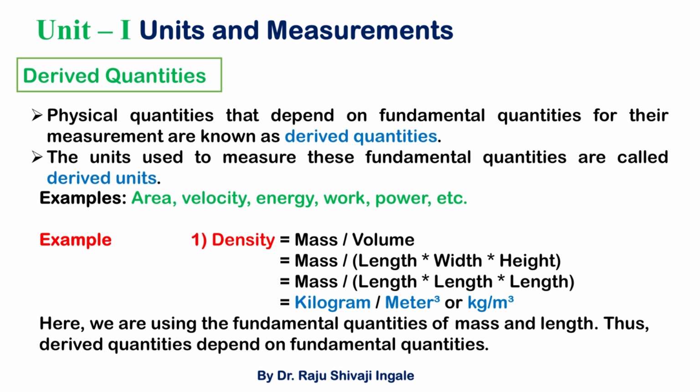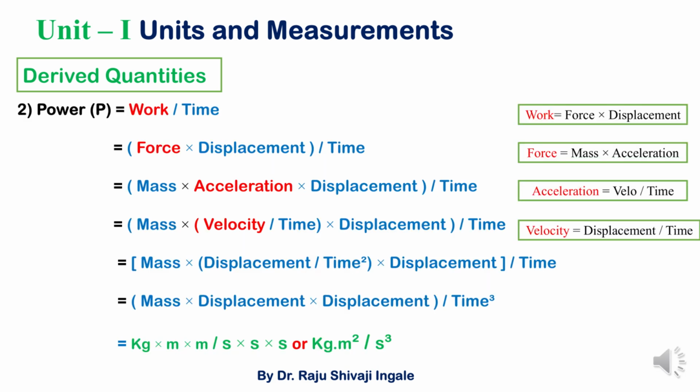Take one more example, power. What is power? Power is work upon time. But what is work? It's force into displacement. Now again, what is force? Force is nothing but mass into acceleration. Just put this into the equation: mass into acceleration into displacement upon time. Again, what is acceleration? It's the rate of change of velocity, that means velocity upon time. So we can say mass into velocity upon time into displacement upon time.